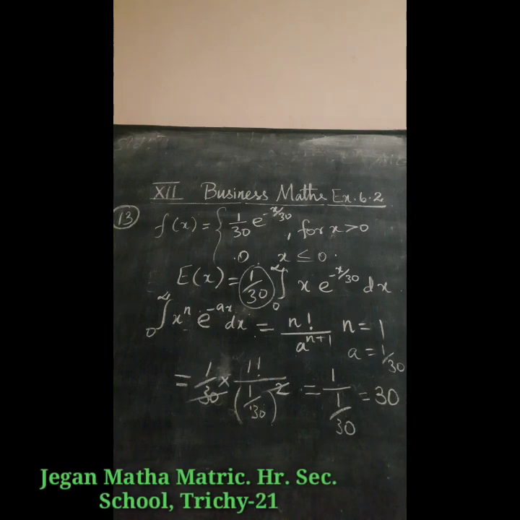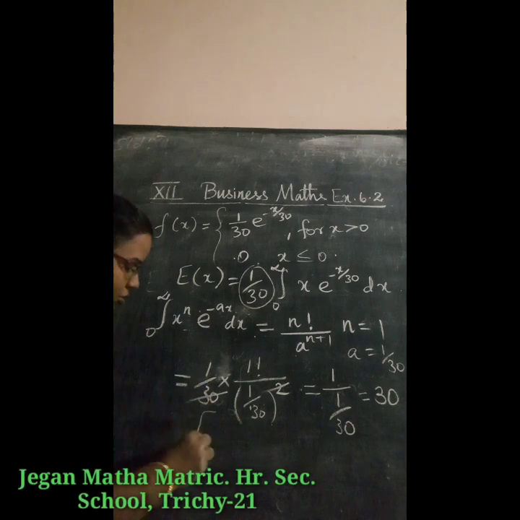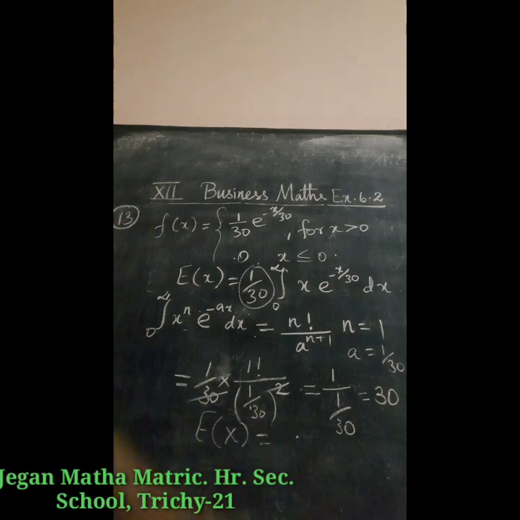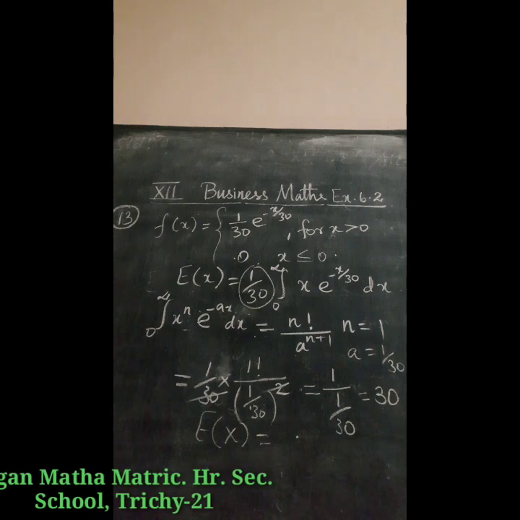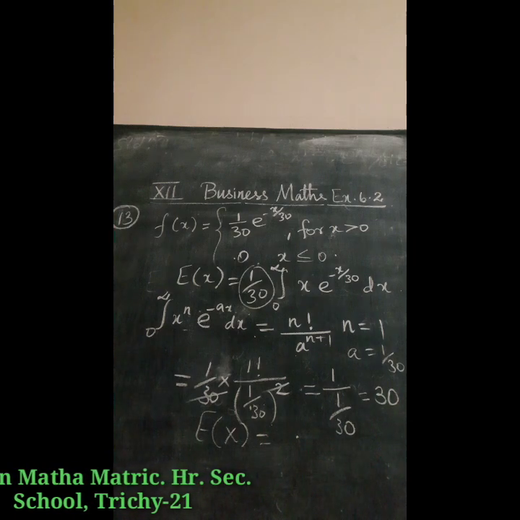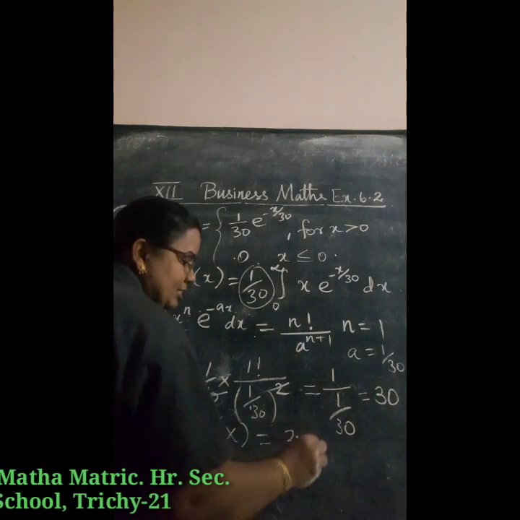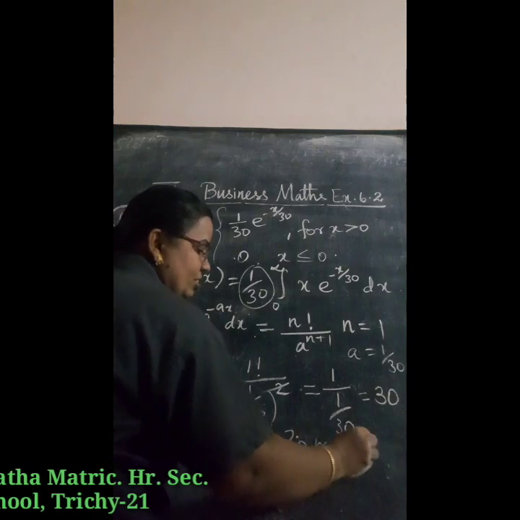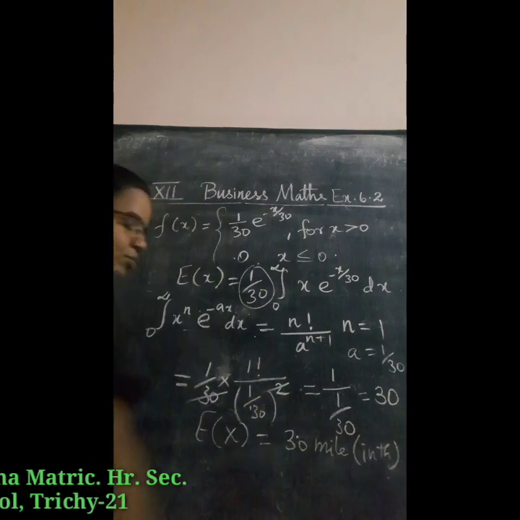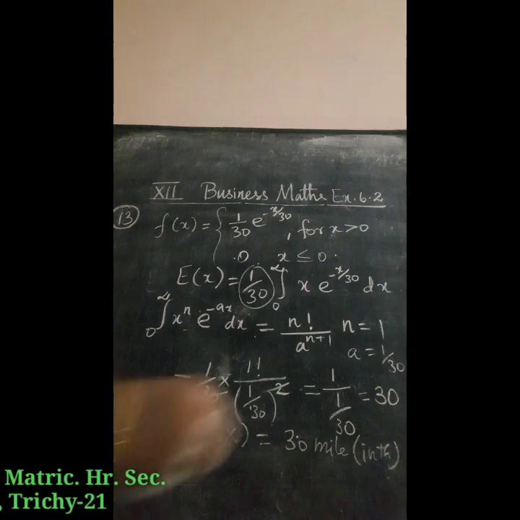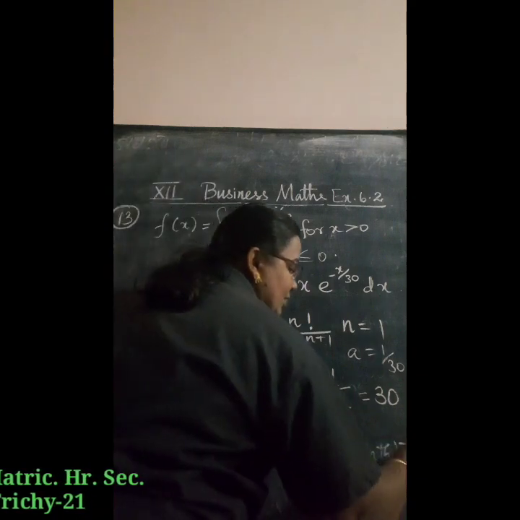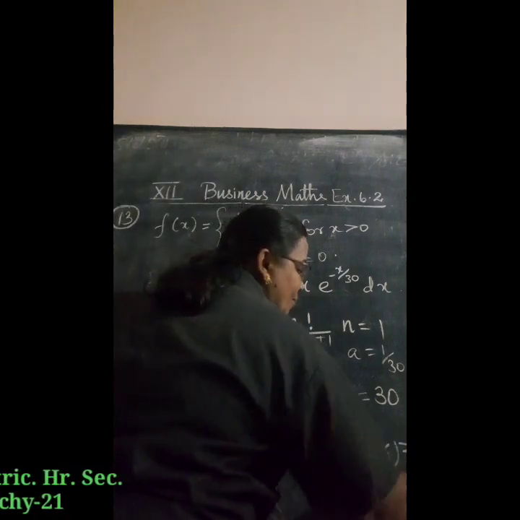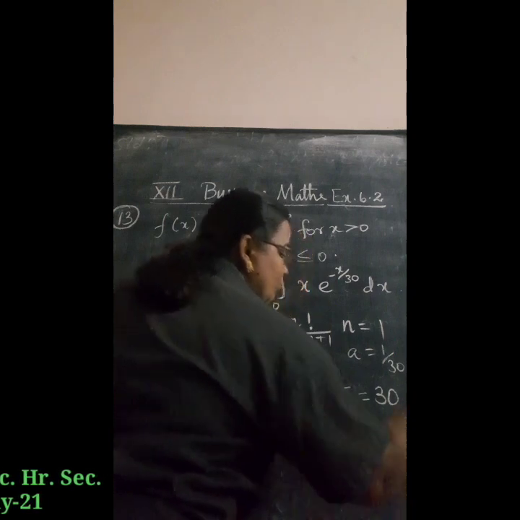So what is the answer for this? E of x is equal to, let us consider, that is 30 miles in 1000. So 30 miles in 1000 we have to mention. So you have to take it as 30,000 miles. So what is the expected value? 30,000 miles.